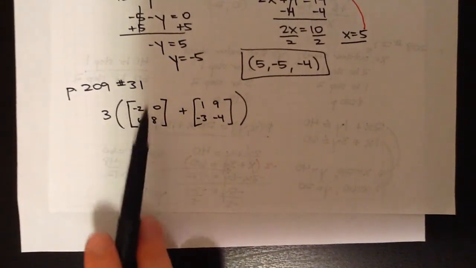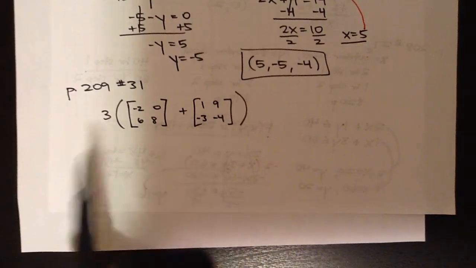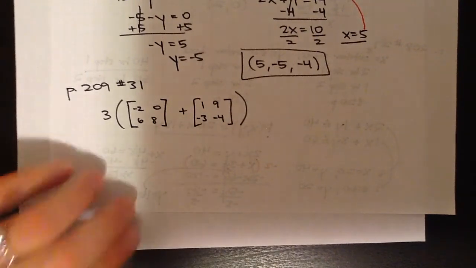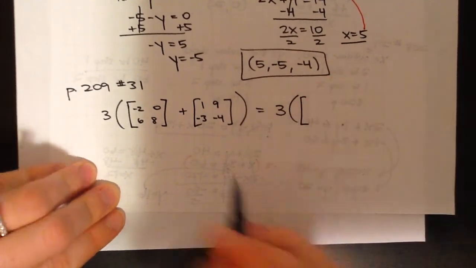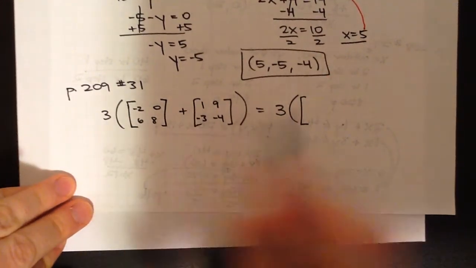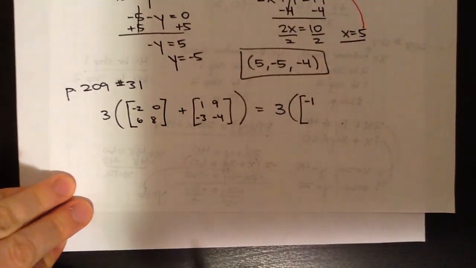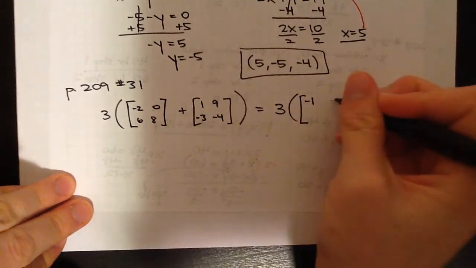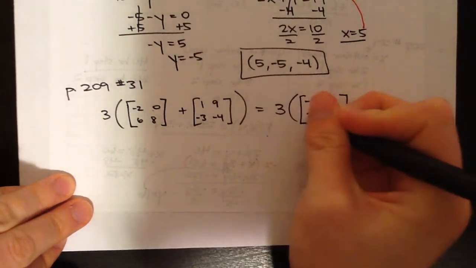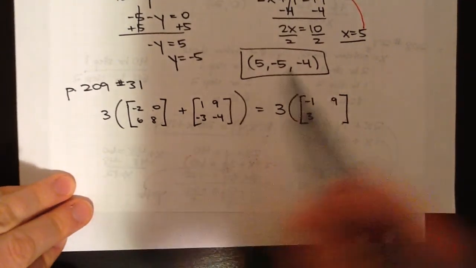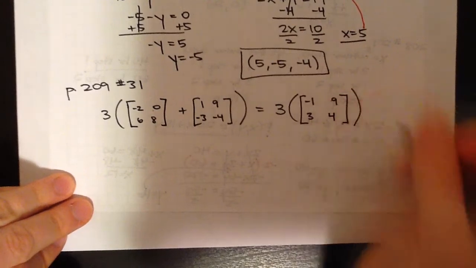This is a 2 by 2. 2 rows, 2 columns, and so is this. So that means I can add them together because they are the exact same size. So 3, and then I'm going to combine those up. So I add -2 and +1 to get this first spot. I add 0 and 9 to get this next spot. 6 and -3 gives me +3, and then 8 and -4 gives me +4.